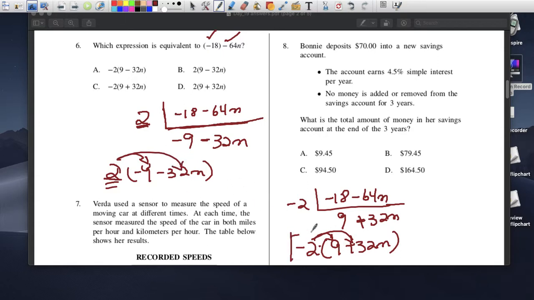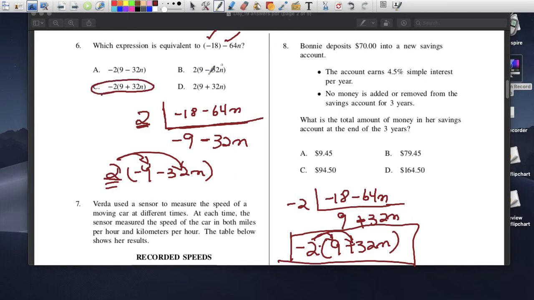So they chose to write the answer in this format, where the term outside is the negative number. So negative n, positive 9, and positive 32n. And I wasted 3 minutes of your life right now. It's this one.